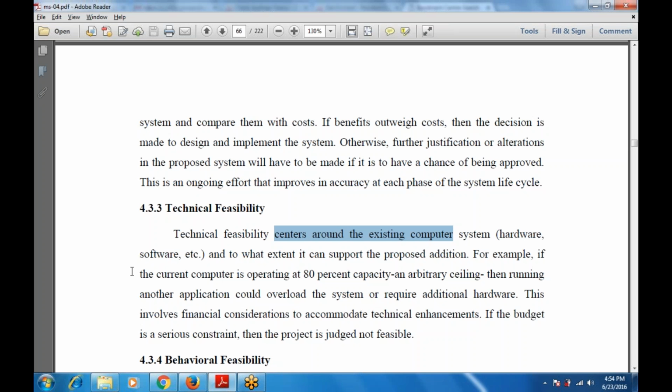This involves financial considerations to accommodate the technical enhancement. That means what are the various financial considerations used to accommodate the technical enhancement, and if the budget is a serious constraint, one of the hurdles, then the project is just not feasible. Because there is no budget, there is no money to carry it out or to use the technical feasibility. So then the project is just not feasible.